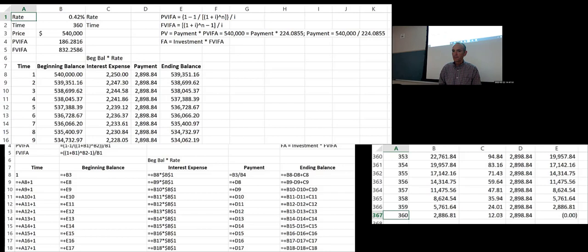And what is our payment? We said our payment is the 540 divided by the present value interest factor value. So our payment's going to be $2,409.79.